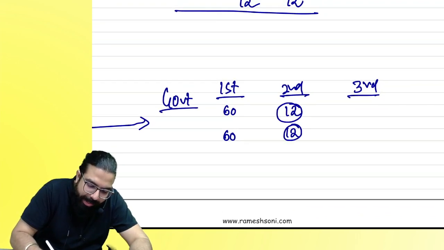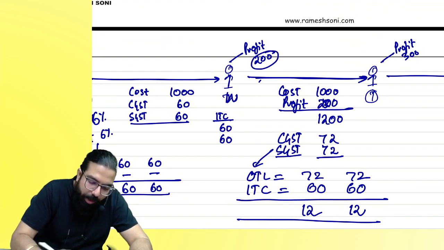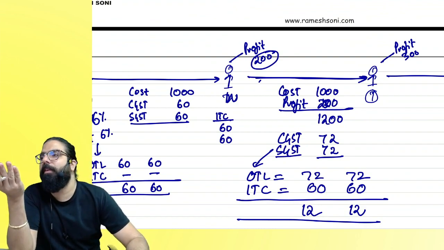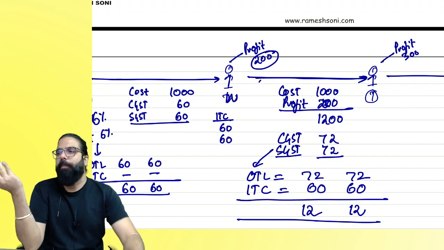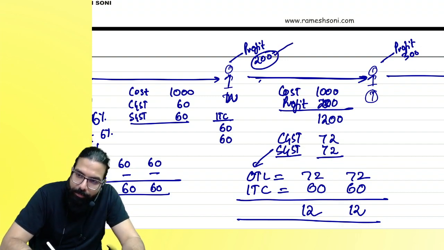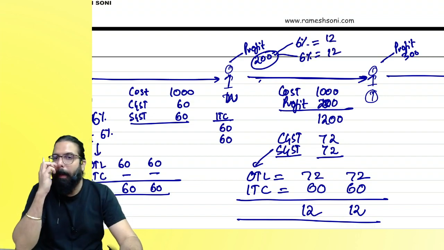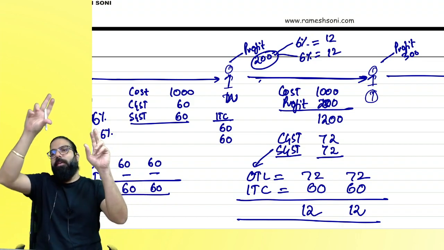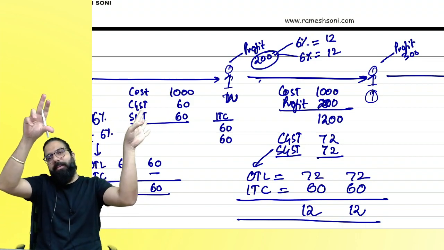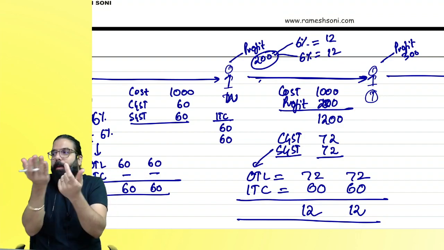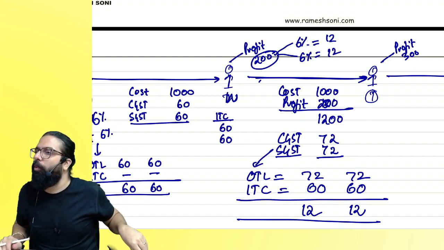How can you find out directly 12 and 12? On 200, pay 6% and 6%. 6% of 200 is how much? 12 and 12. So if you want, this is the value addition, on which 6% CGST and 6% SGST is 12 each. One way of calculation is directly on the value addition the GST amount, or output minus input is the balance payable to the government. Can I go ahead, everyone? Next.